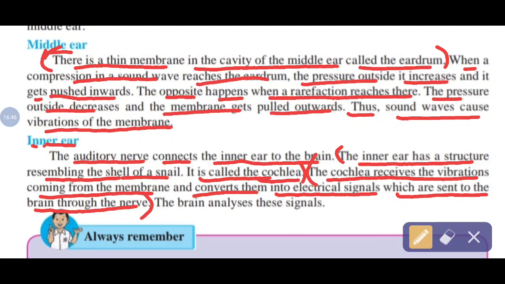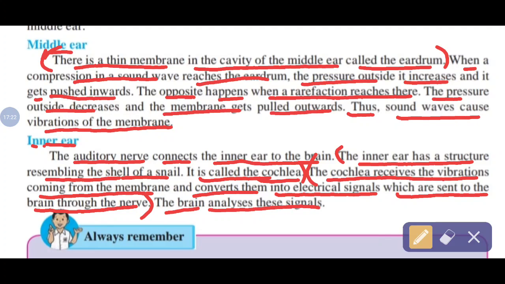This function is asked for 1 or 2 marks. What is the answer? See again from the second line. The cochlea receives the vibrations coming from the membrane and converts them into electrical signals which are sent to the brain through the nerves. The brain, after that, what is the brain performing? The brain analyzes these signals and we get the idea of what we heard.